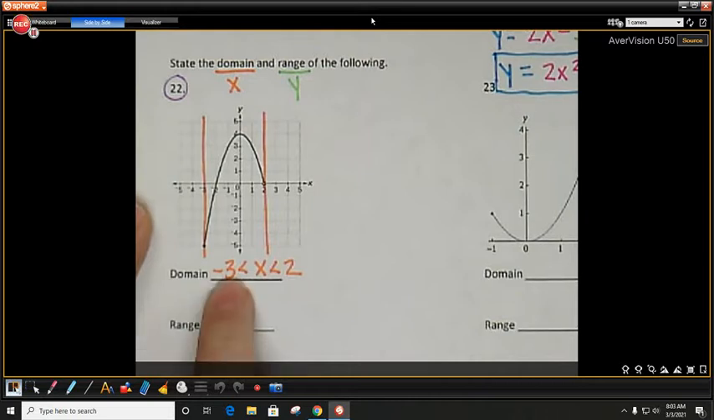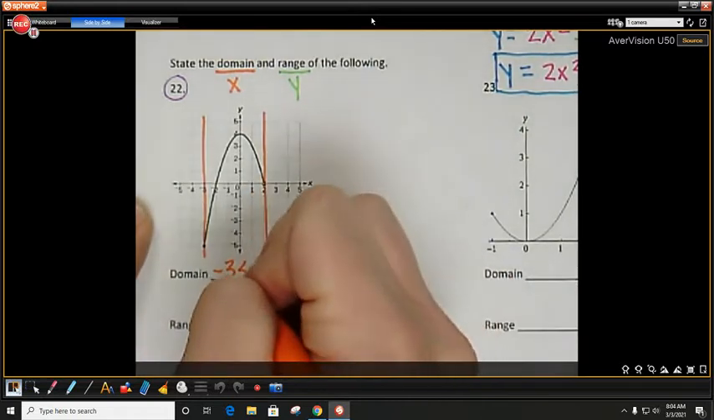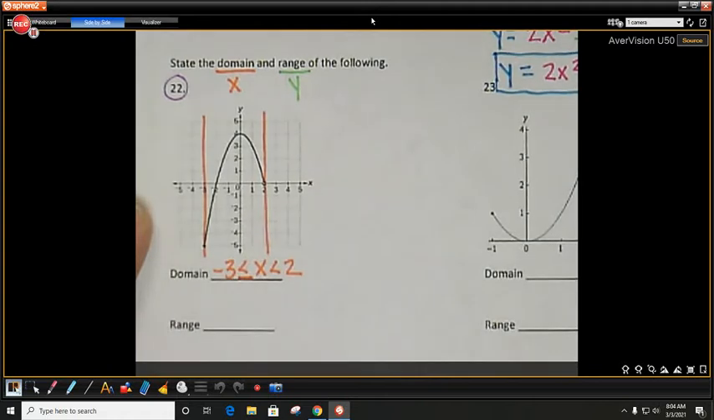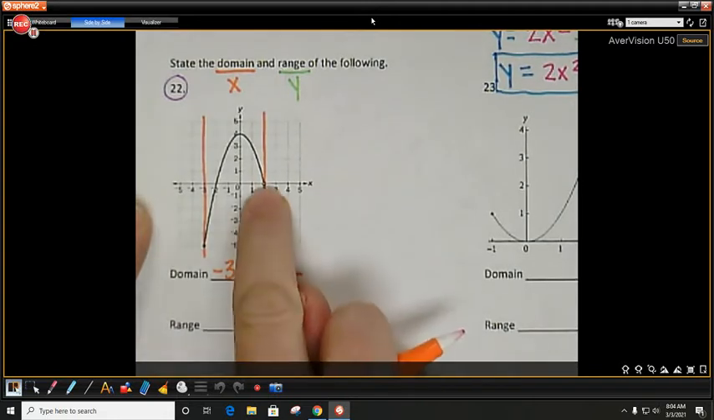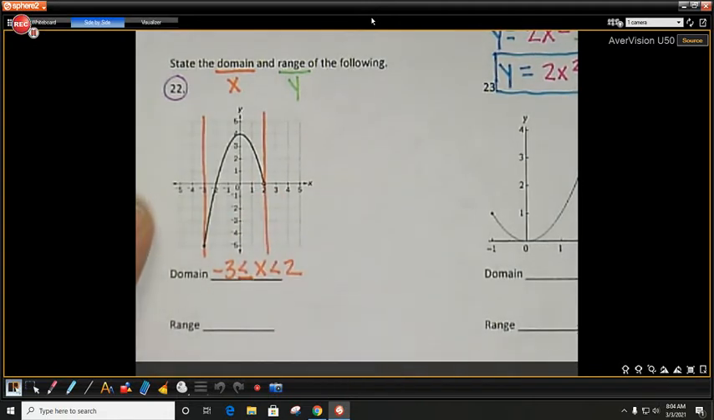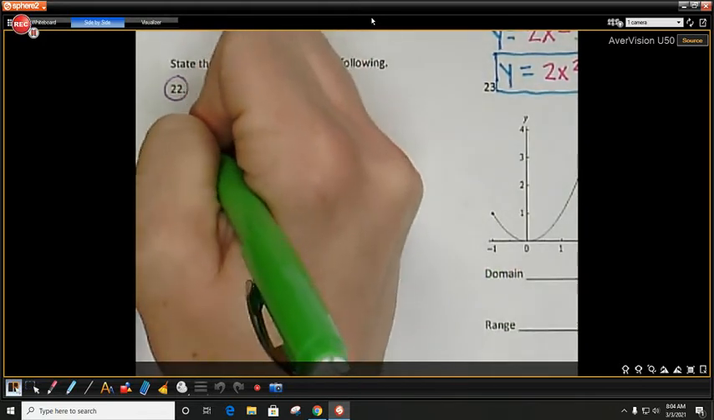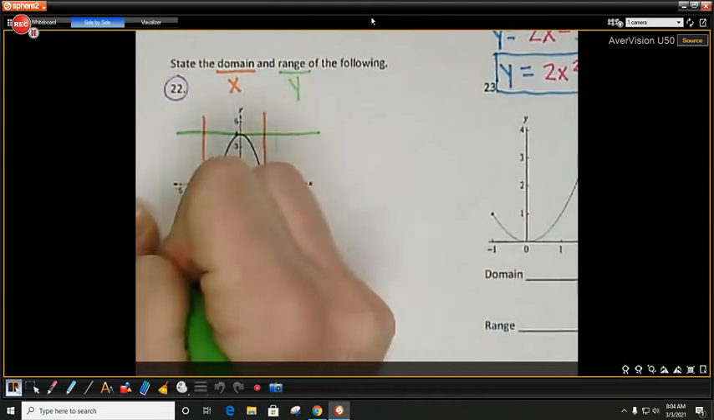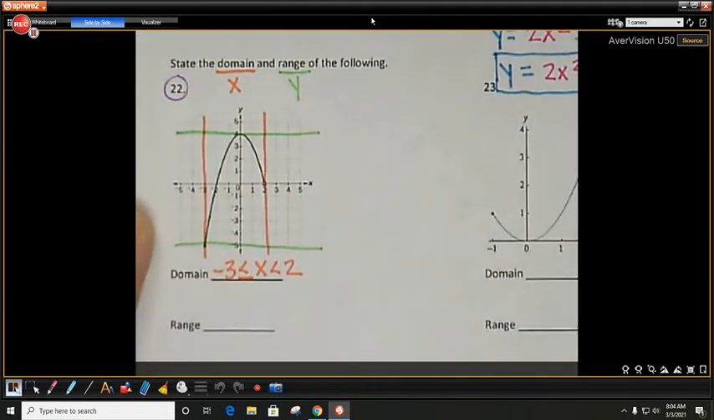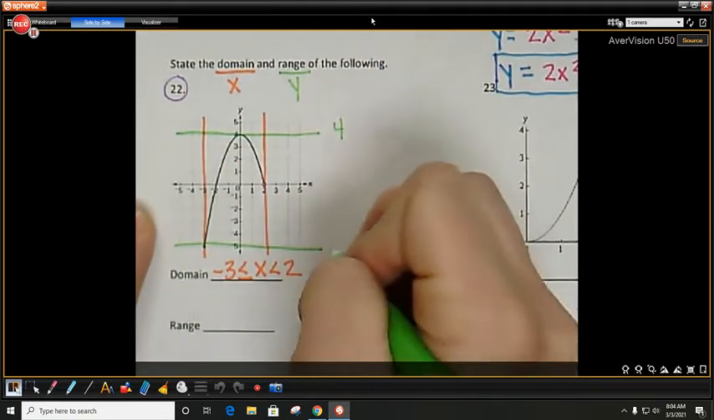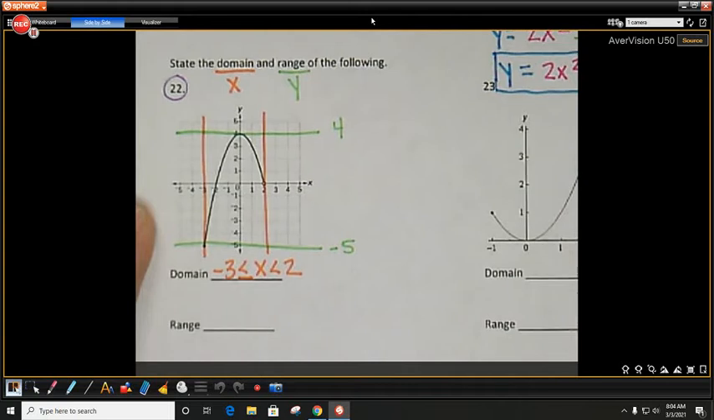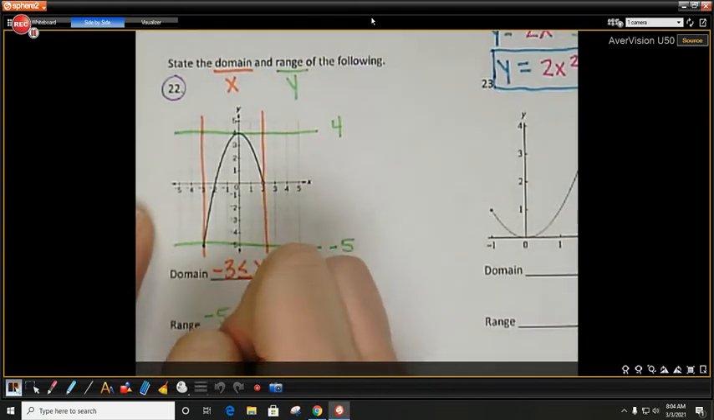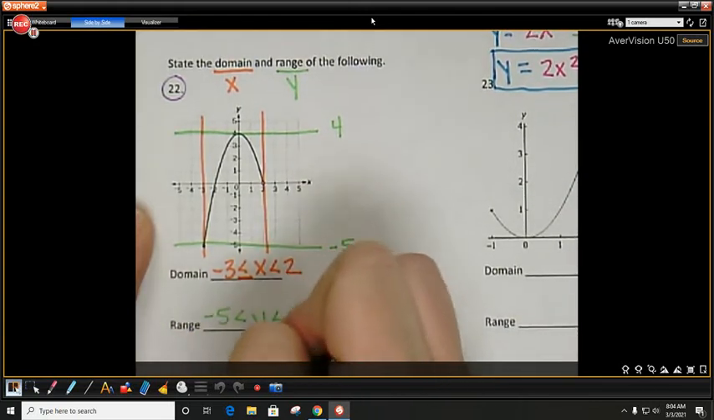Okay, now we need to determine if we should put equal to's on either of these. So at negative 3, I have a closed dot, meaning we're including it. So I'm going to put an equal to line there. At 2, we have an open dot, so we're not going to put an equal to on that one. Okay, now let's do our range. Range is y, which is up and down. So I need to draw a line at the very top and the very bottom of my function. This is at 4, this is at negative 5. So it's negative 5 is less than y is less than 4.